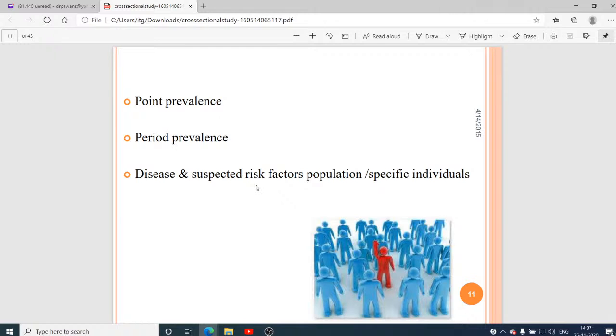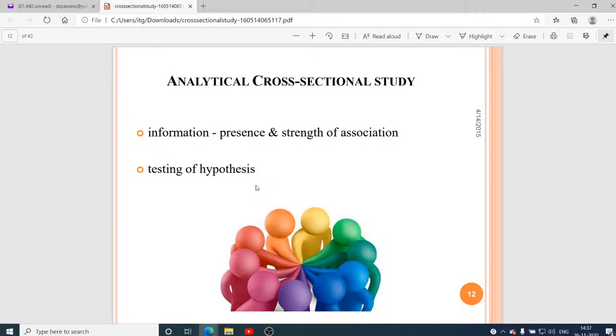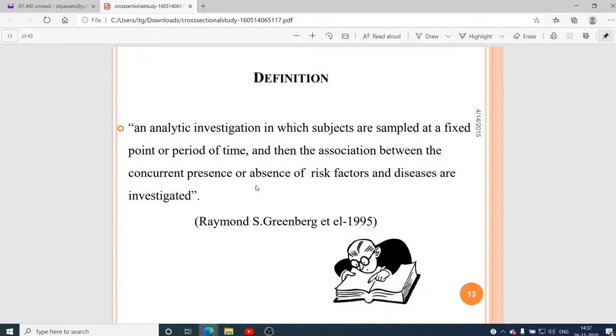It can be of three types: point prevalence, period prevalence, or disease and suspected risk factor in a population or specific individuals. The analytical cross-sectional study gives information on the presence and strength of association, and testing of hypothesis can be done. By definition, it is an analytical investigation in which subjects are sampled at a fixed point or period of time, and then the association between the concurrent presence or absence of risk factors and disease is investigated.